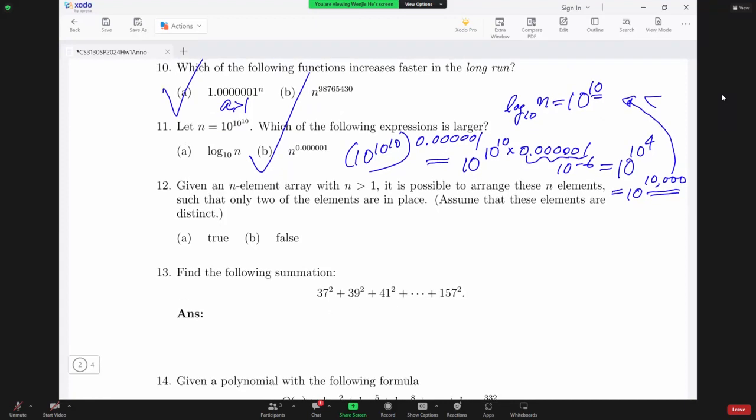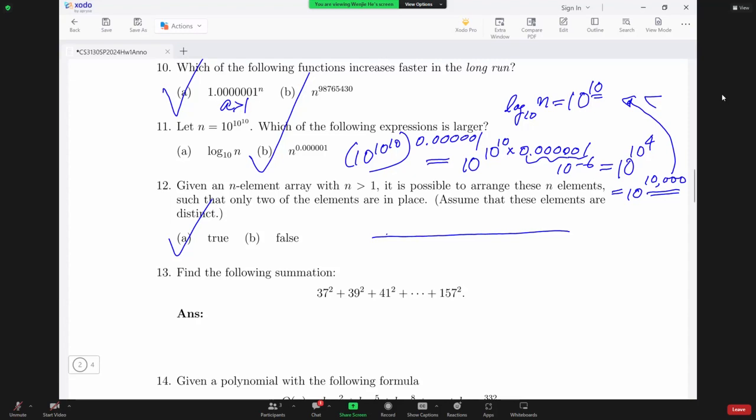Number 12. Only 2 true. So other than 2, all the other elements are out of place. Also easy. How to get that? You can imagine it in this way, because you need to construct appropriate examples. Here is another chance to construct appropriate examples.